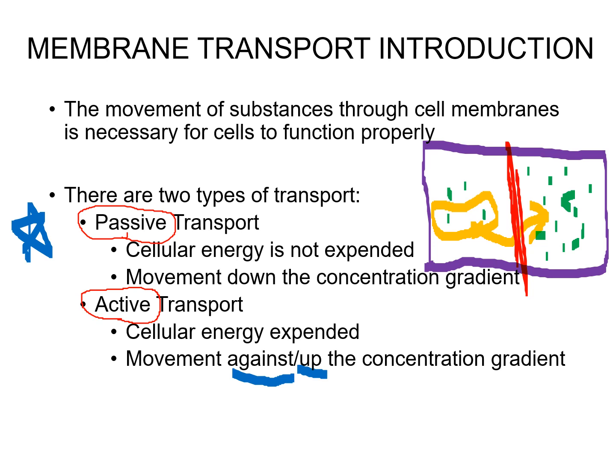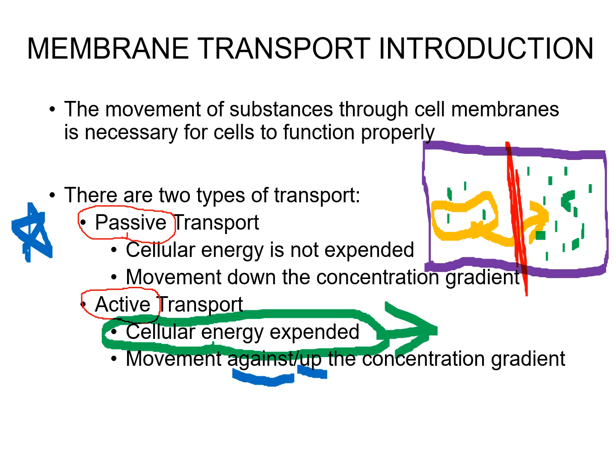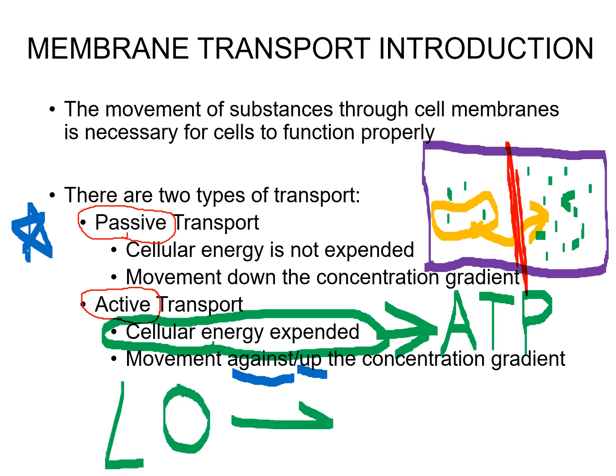And that energy molecule that we use, you should already know the name of it. Remember our currency, the US dollar for every single thing that we do, is called adenosine triphosphate, ATP. So in order to go against the grain, in order to go from low to high in this case, we have to use ATP to accomplish that. And that is the definition of active transport.